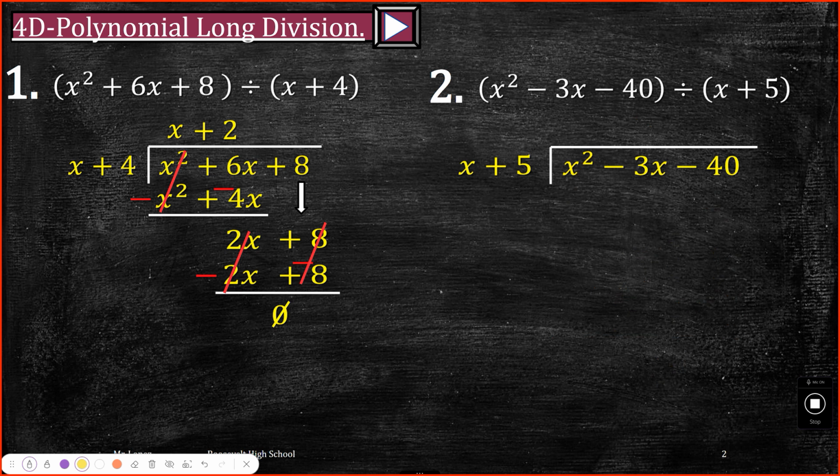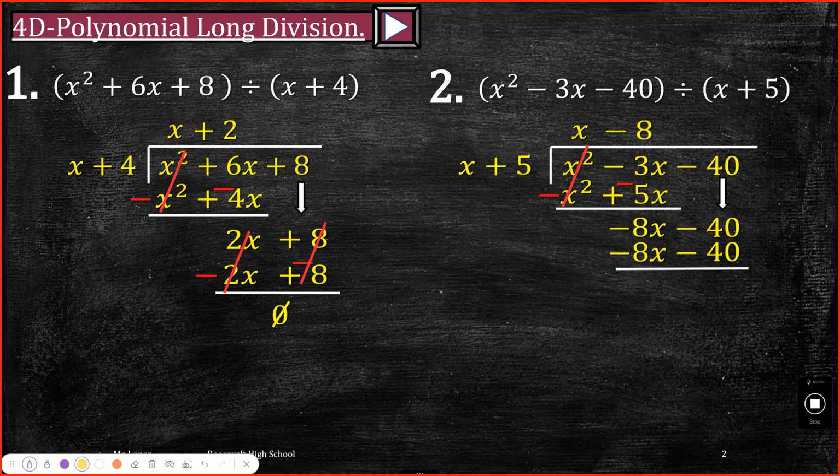Match it up. X times x, x squared. X times 5, 5x. Draw a line. Change the signs. X squared minus x squared cancels out. Negative 8x comes down. Bring down the negative 40. X times negative 8, negative 8x. You're matching it up exactly. Negative 40. Change the signs. Plus, plus.